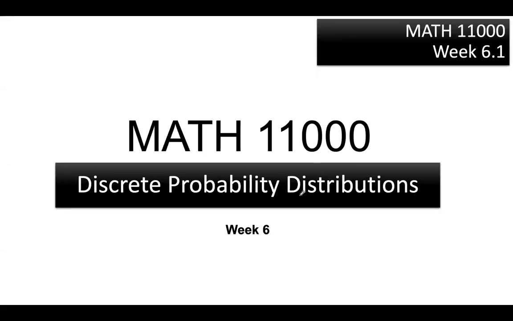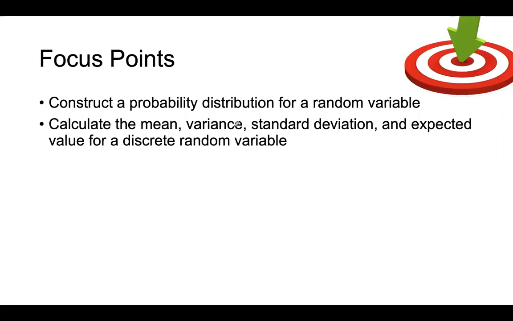So we're going to be talking about discrete probability distributions in week number 6. We're going to essentially be constructing a probability distribution for a random variable, calculating the mean, variance, and standard deviation, and mostly talking about the expected value for this discrete random variable.